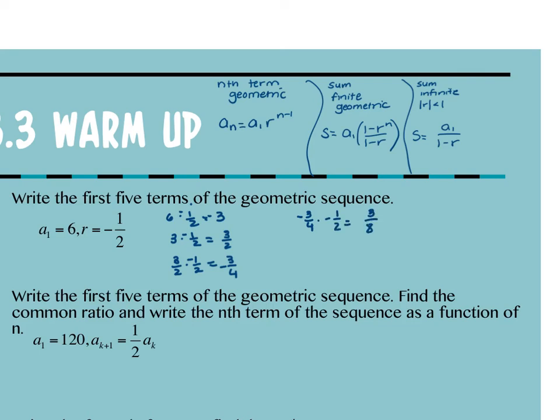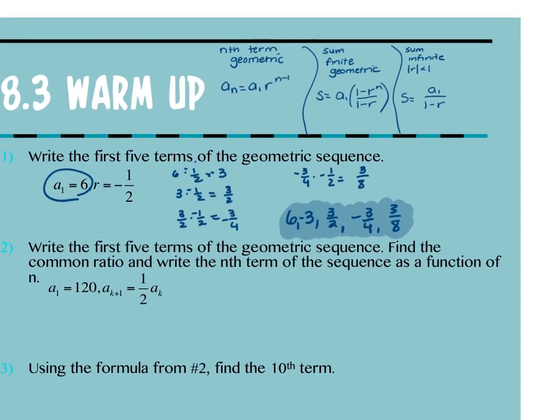And then we list them in the order of 1, 2, 3, 4, 5, not necessarily in order of size. You want to make sure you start with the first one they gave you, which is 6, then negative 3, 3 halves, negative 3 fourths, and 3/8. So those are the first 5 terms in that sequence. The difference between geometric and arithmetic is that arithmetic is addition and subtraction, and geometric is multiplication.